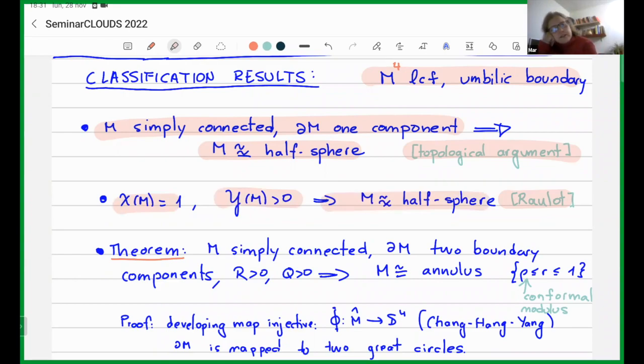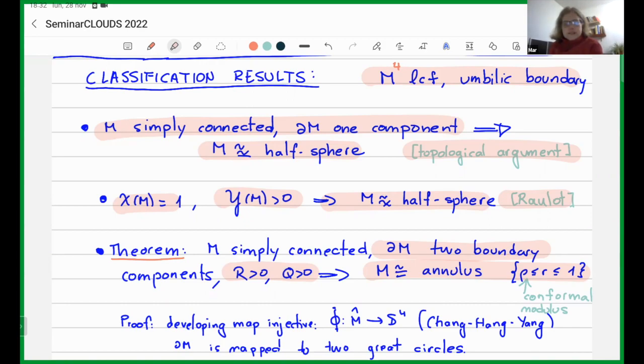Now, our theorem in this direction is that if you start with a simply connected manifold but the boundary has two boundary components, then having both R, the scalar curvature, positive and the Q curvature positive implies that M is conformally equivalent to an annulus. I'll give you the proof in a second. Just think that an annulus is like when the radial coordinate r is between some rho and 1, and this rho can be understood as the conformal modulus in higher dimensions.